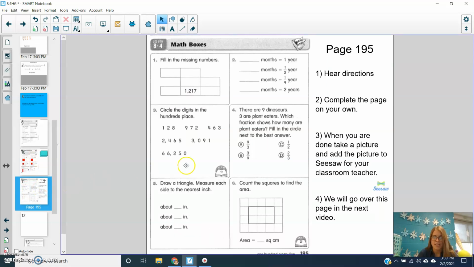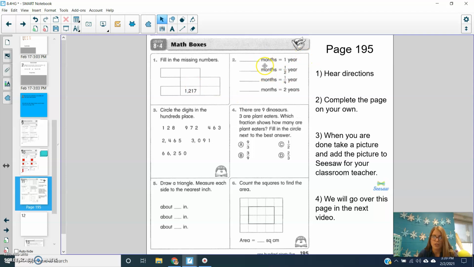For math boxes today, we're looking at page 195. I'll talk about the directions and then I'll ask that you complete this page on your own. When you're all done, if you can take a picture and add that picture to Seesaw for your classroom teacher, we will go over this page in our next video. So for question number 1, you're filling in the missing numbers and they only give us one number. They just give us 1,217. So you're going to want to think, what would 10 less than that number be?